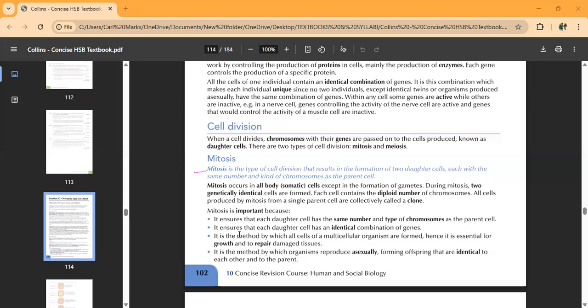So mitosis ensures that each daughter cell has an identical combination of genes. And this is the method by which all cells of a multicellular organism are formed. Hence, it is essential for growth and to repair damaged tissues. So all cells except for our sex cells are reproduced or divide through mitosis, right? And it is also the method by which organisms reproduce asexually, forming offspring that are identical to each other and to the parent.